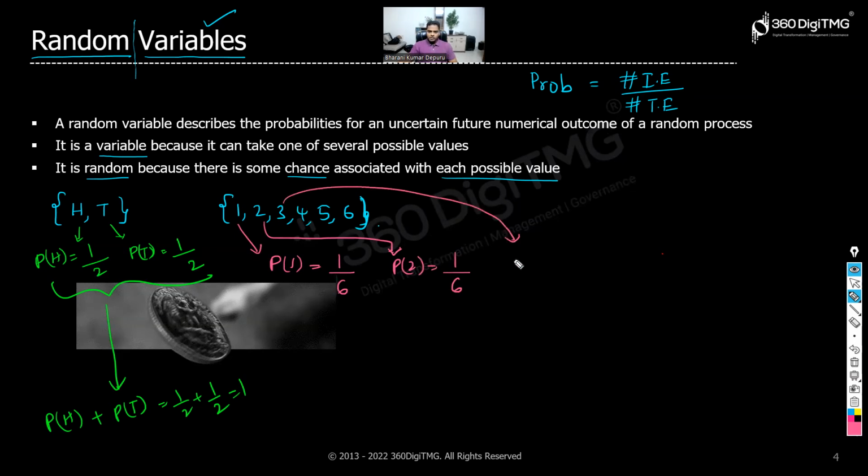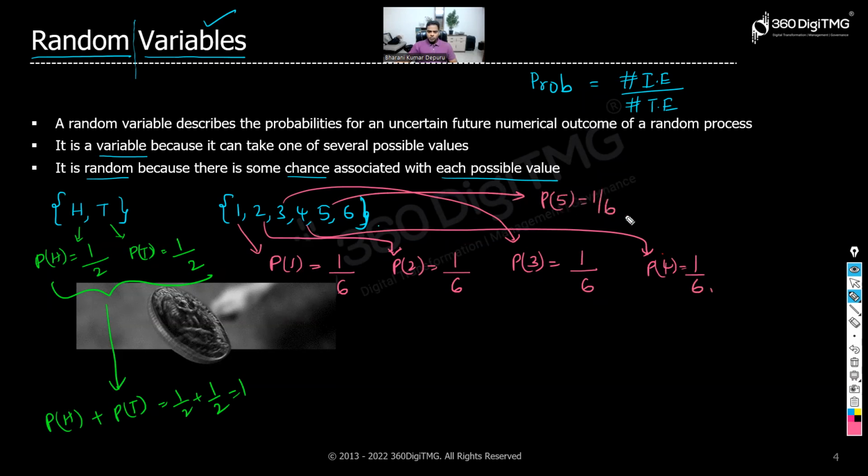Then what is the probability of getting a 3? 3 happens to be a single event, divided by total number of events, which is 6. For 4 also, it will be 1 by 6. For 5 also, it is 1 by 6. And the probability of getting a 6 is also 1 by 6.